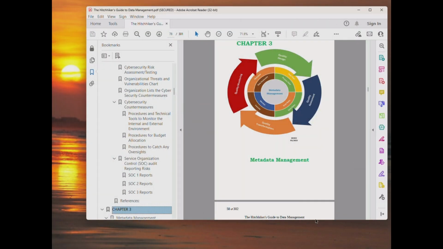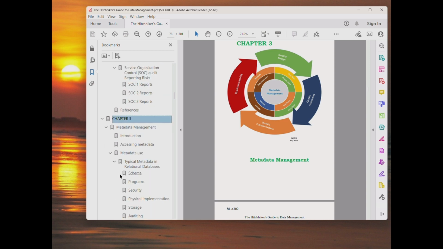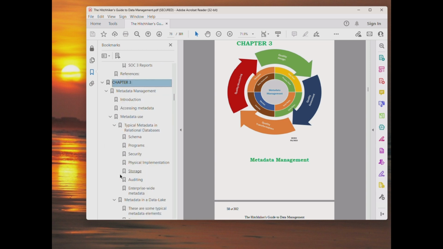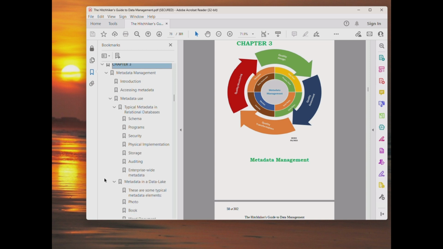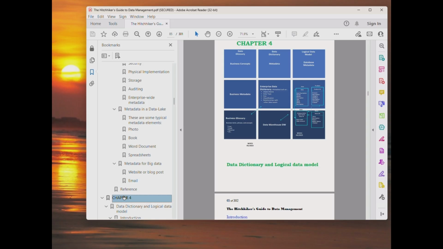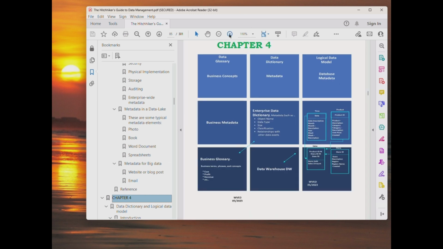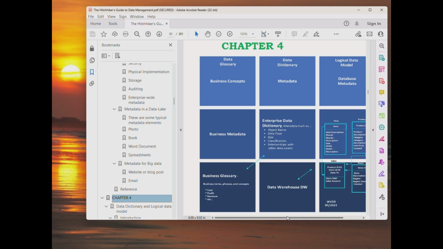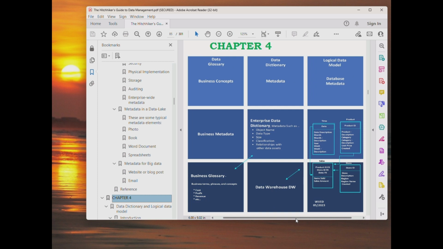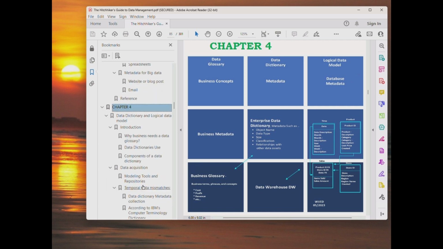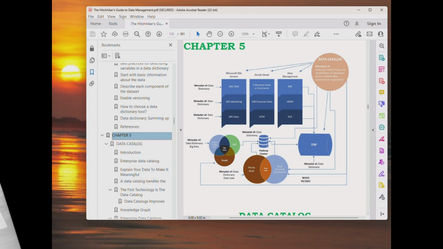Chapter 3 delves into data management in great detail. The chapter covers everything from storage to auditing and even provides examples of security metadata. And then you've got references to this information. Now, Chapter 4 provides excellent coverage of the importance of the data dictionary and logical data models, as well as the necessity of having a comprehensive data glossary. So it is clear that having a solid understanding of these concepts is essential for effective data management.